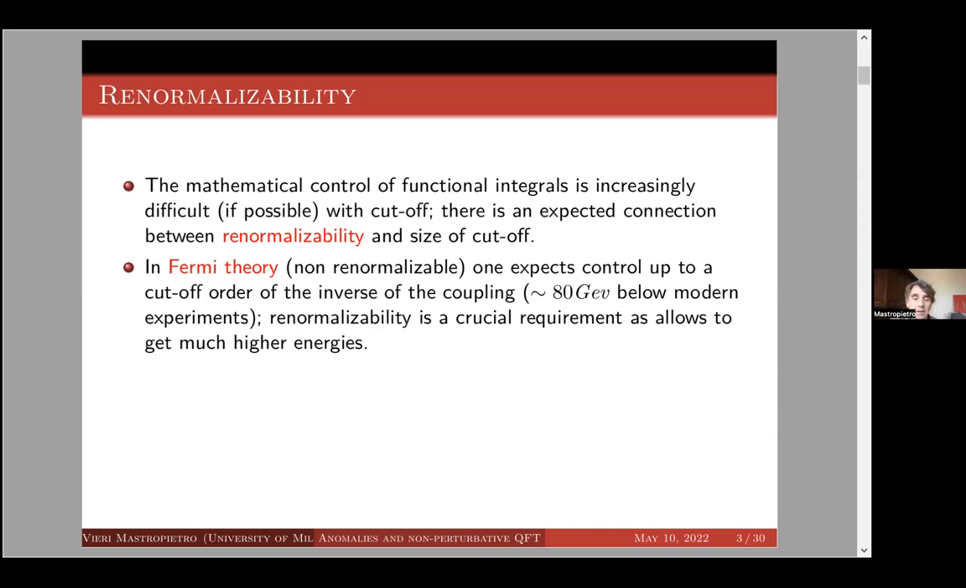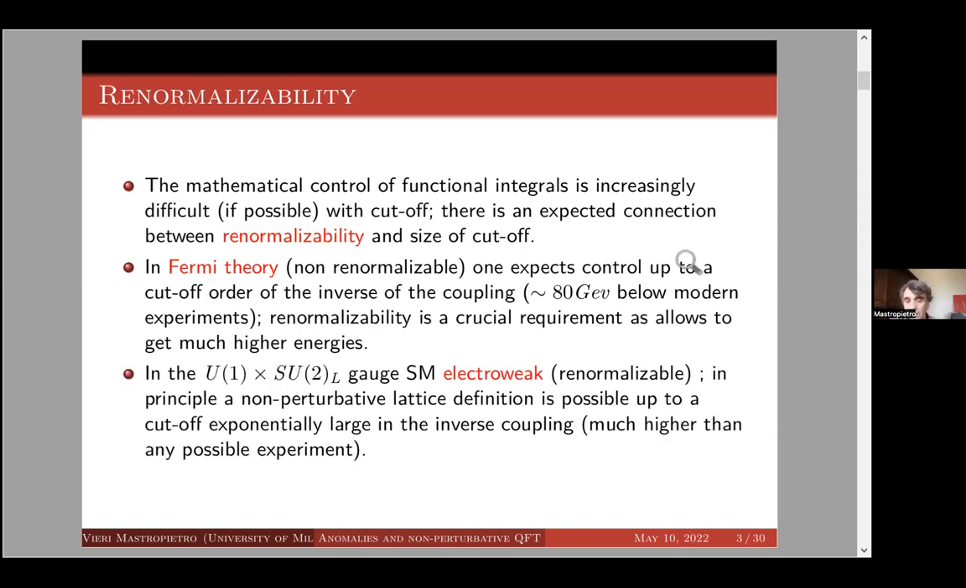In the standard model, I will not speak about the whole thing, but I will focus mostly on electroweak, in which the coupling is small; the strong part has other problems. The electroweak theory is just renormalizable. So in principle, as it is renormalizable, one can guess that you can have a non-perturbative lattice definition up to an exponentially large cutoff in the inverse coupling.